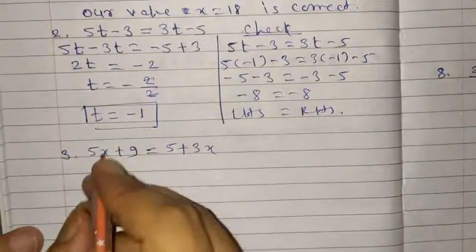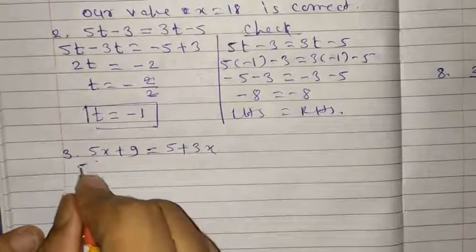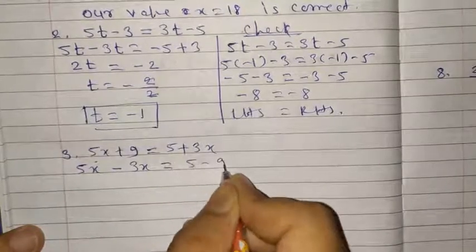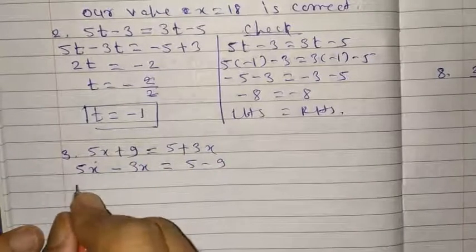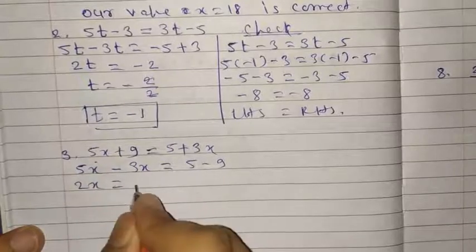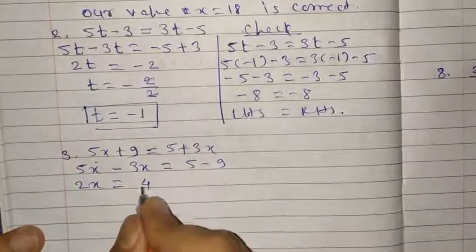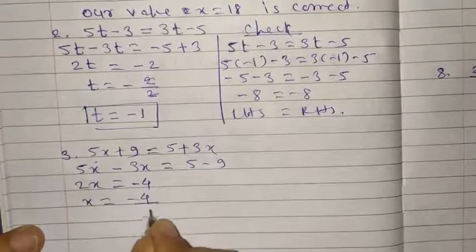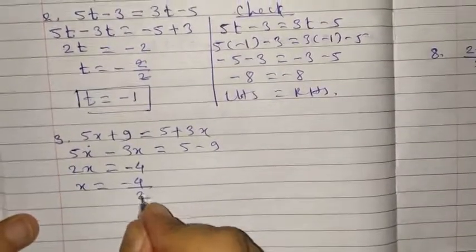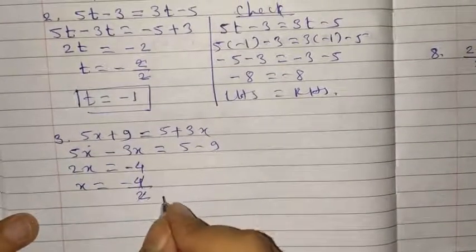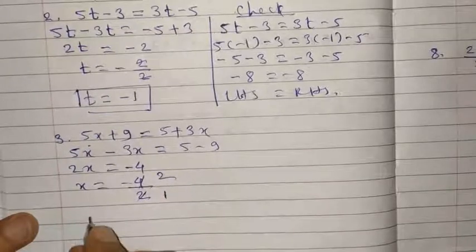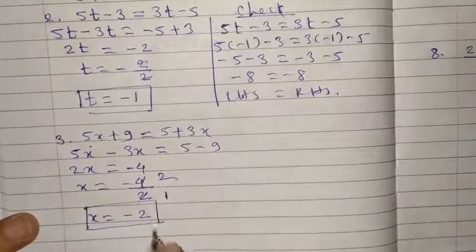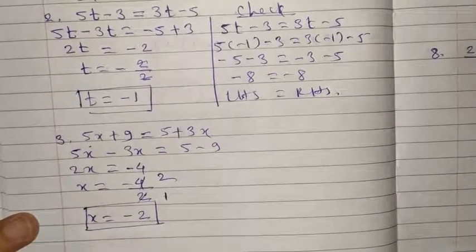Next one is question number 3. 5x and 3x come to one side. That number we will shift to the other side. 5x minus 3x is 2x. Here 5 minus 9, subtraction you have to do, is 4, with the sign of the greater number. So x equals minus 4 upon 2. Both numbers are divisible by 2: 2 ones are 2, 2 twos are 4. So x equals minus 2. If you want, you can also write 1 in the denominator, but we directly write minus 2.